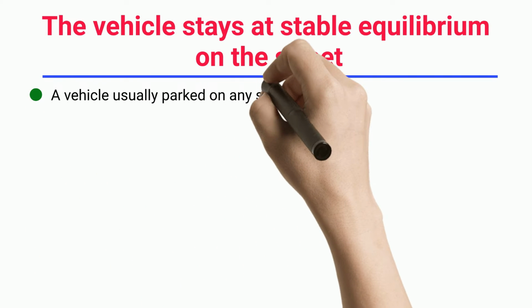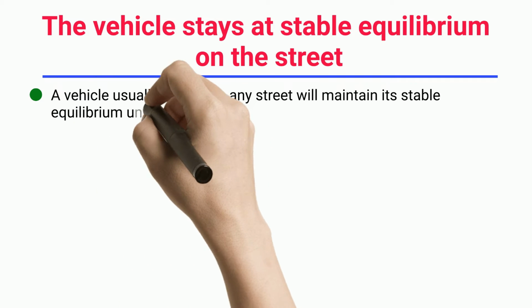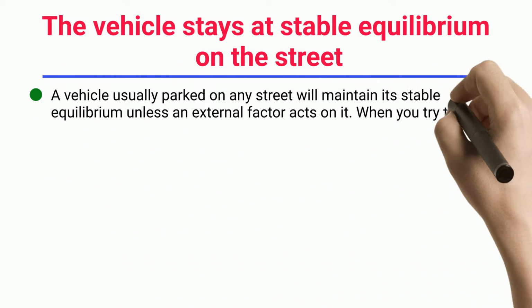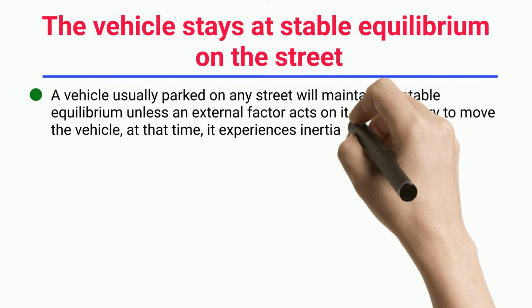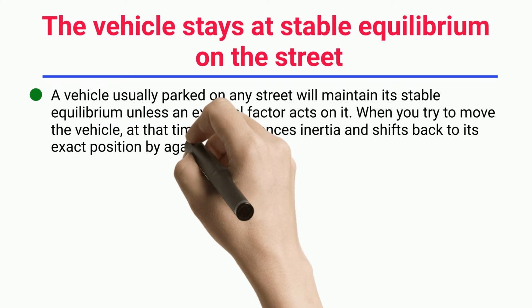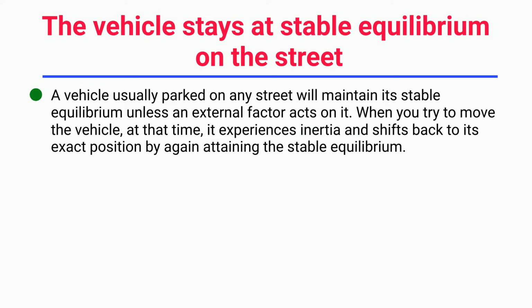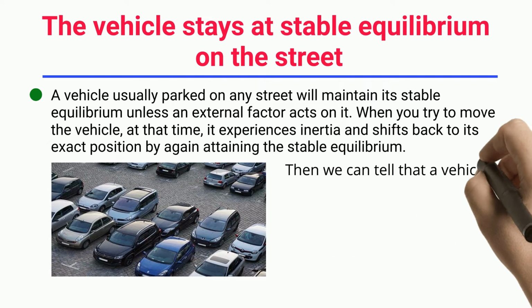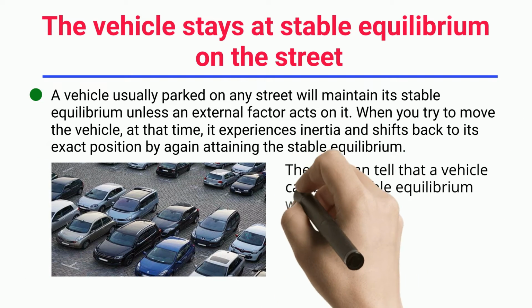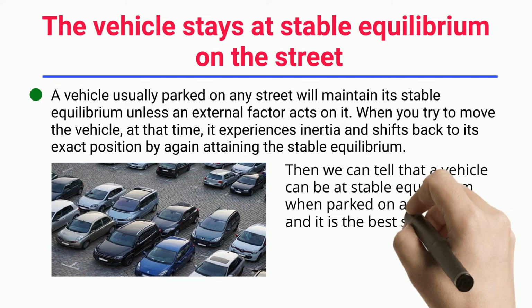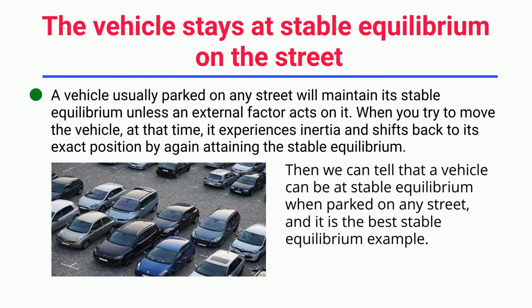The vehicle stays in stable equilibrium on the street. A vehicle usually parked on any street will maintain its stable equilibrium unless an external factor acts on it. When you try to move the vehicle, it experiences inertia and shifts back to its exact position by again attaining stable equilibrium. Then we can say that a vehicle can be in stable equilibrium when parked on any street, and it is the best stable equilibrium example.